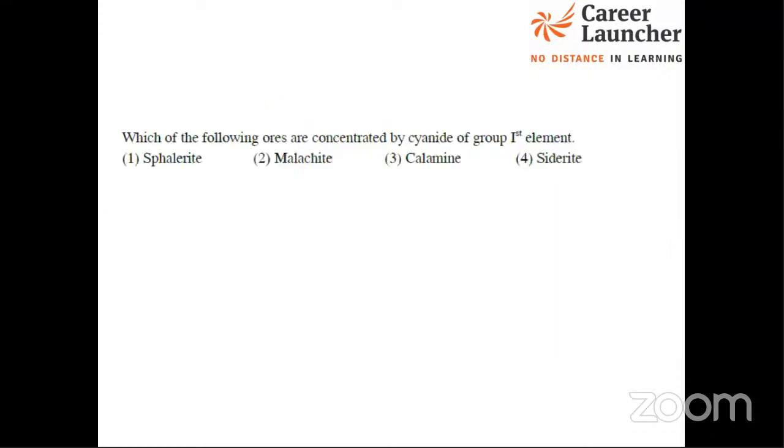Which of the following ores are concentrated by cyanide of the first group elements? Sphalerite, malachite, calamine, siderite. So it is again a memory based one. It is from inorganic chemistry, extraction of elements, isolation of elements, metallurgy. So purely, one is the right answer for this, purely memory based.